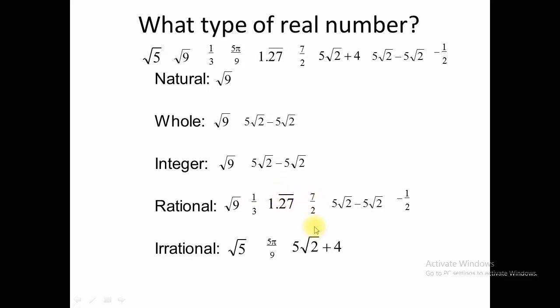And the numbers 7 by 2, 5 under root 2, minus 5 under root 2, and the number minus 1 over 2, all these numbers in this set of real numbers are rational numbers. And all these real numbers: under root 5, 5 pi by 9, 5 under root 2 plus 4. These three numbers in this set of real numbers are irrational numbers.